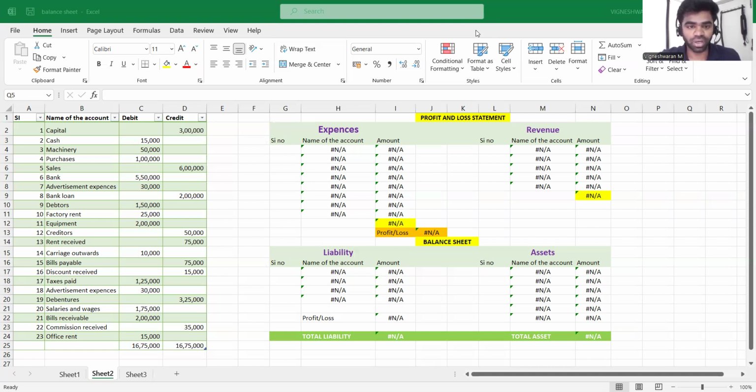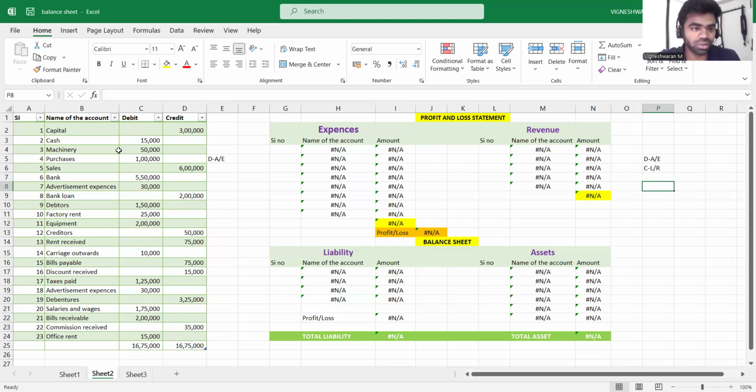I hope you remember the shortcut which I taught you in the first class. If something is on the debit side, it will go to either assets or expenses. If something is on the credit side, it will go to either liability or revenue. So the shortcut is CLR and DAE.